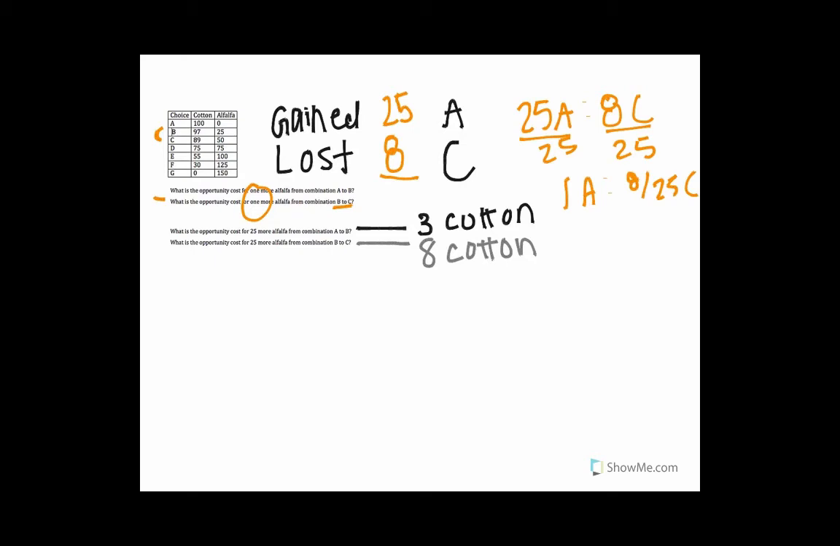So I don't really have enough room right there. I'm going to write it down here, 8/25 cotton. And like I said earlier, it's important to remember that even though it's asking about the opportunity cost for alfalfa, we're finding how much we lost. So we're focusing on cotton.